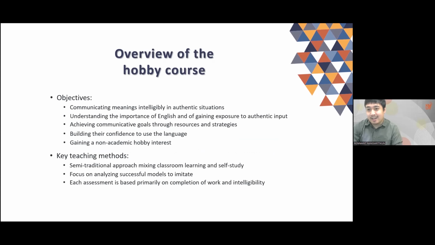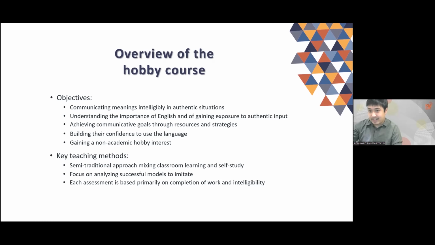Next is objectives, right? We set 5 major objectives in the hobby course. The first one is students should be able to communicate meanings intelligibly in authentic situations. This one actually makes it different from other traditional English courses, because you can see 2 keywords here, communicating intelligibly. It means that we shift our focus away from accuracy to intelligibility, like John Richard emphasized in his presentation, and everything must be authentic.